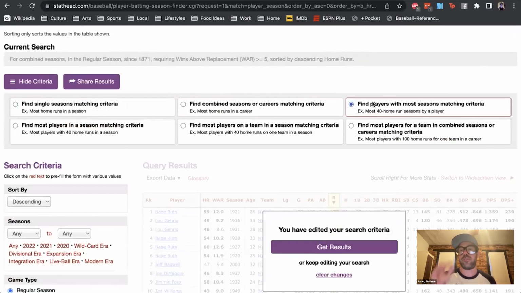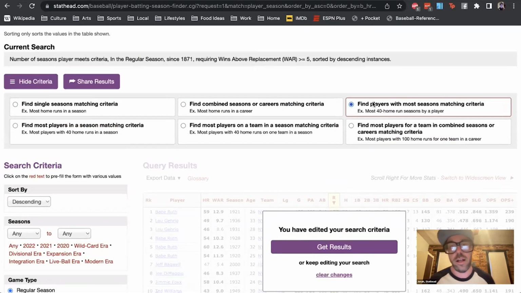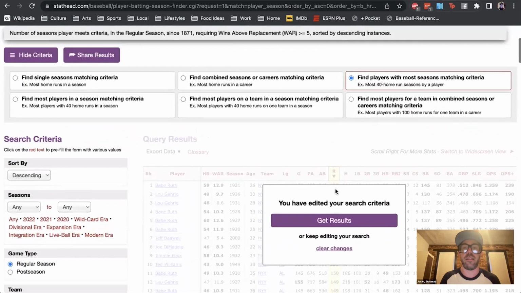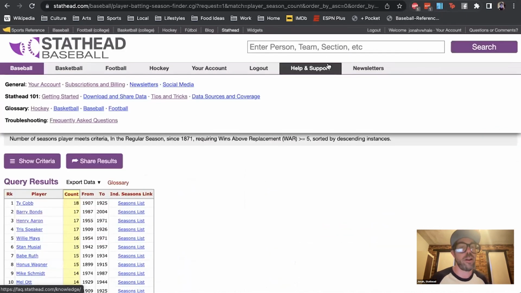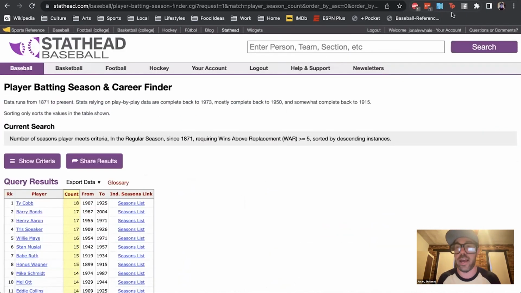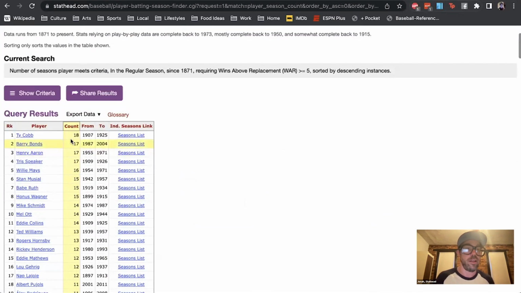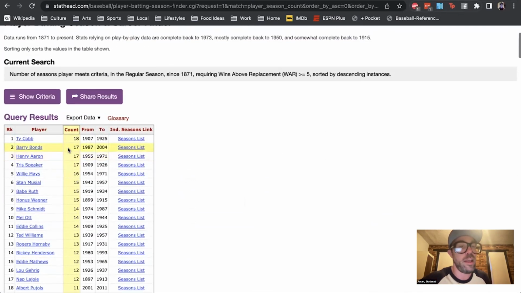Then this one is cool. So those two are pretty obvious, but the other ones get even deeper. So this next option, find players with most seasons matching criteria. Now we're back again searching for single seasons, but instead of just pulling up this list of every time someone did it, what it's going to do is show us who had the most five WAR seasons. So who did this the most times in their career? And if you guessed Ty Cobb, you're correct. He did that 18 times in his career. Then we've got Bonds and Henry Aaron and so on. So this is who did that the most times.